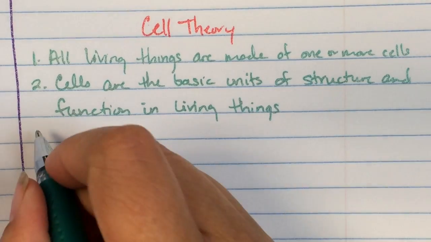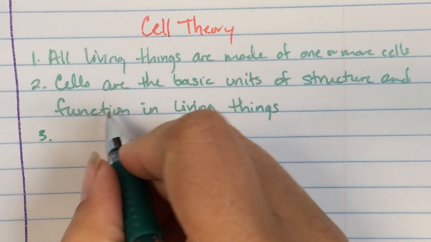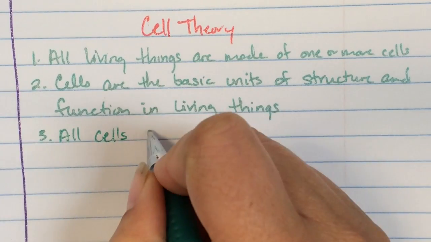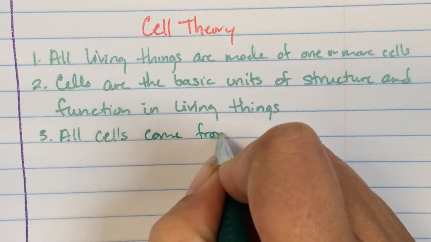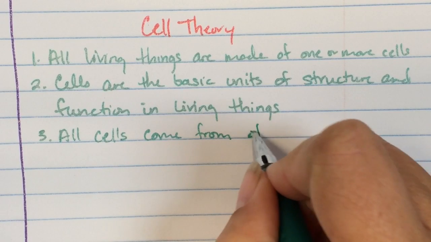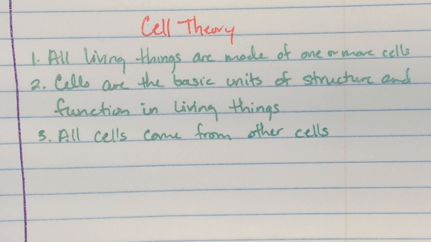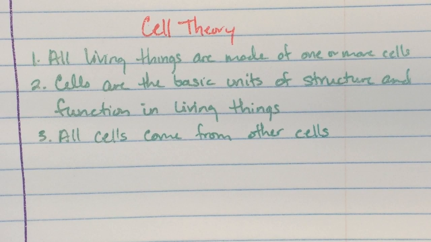And our third part of the cell theory is that all cells come from other cells. Later on this year, you're going to learn about mitosis and meiosis, but the big thing with mitosis is that's the process where cells are made into 2 cells, and those 2 cells become 4 cells, and those 4 cells become 8 cells, and it just goes on and on and creates lots and lots of cells.